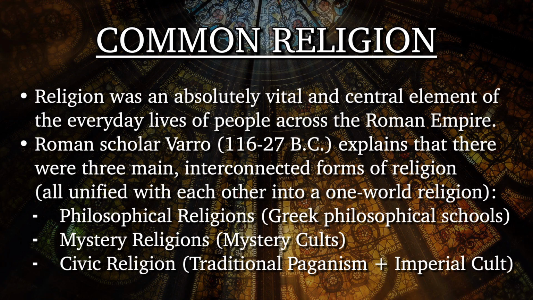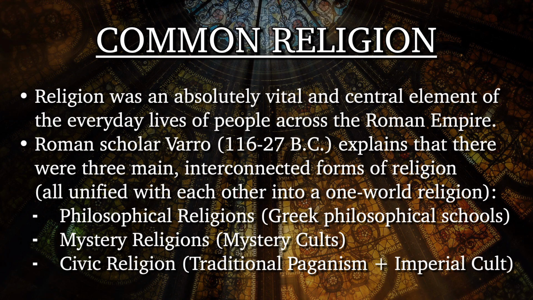of its day. You had the philosophical religions, right? So these were the Greek philosophical schools that arose during the classical period and during the Hellenistic period, more on that in a minute. You had the mystery religions, otherwise known as the mystery cults. And then thirdly, you had the civic religion, which was a combination of traditional Greco-Roman paganism and the imperial cult, right? So we're going to go through those in succession.